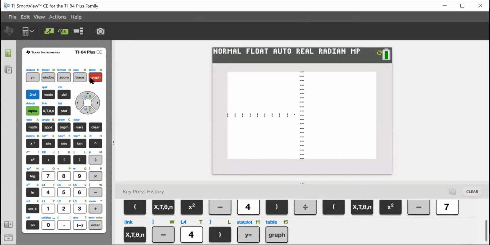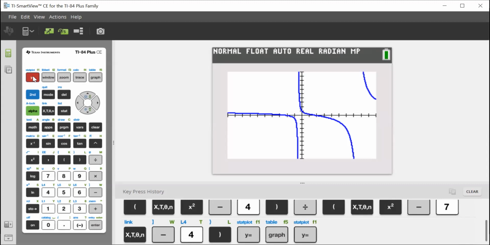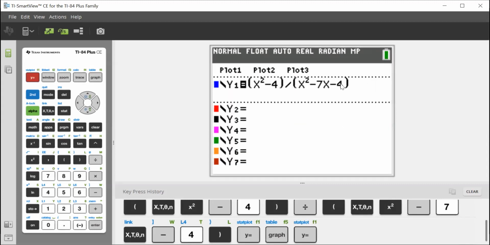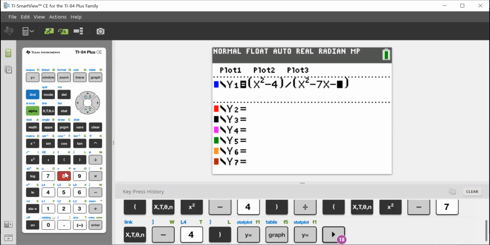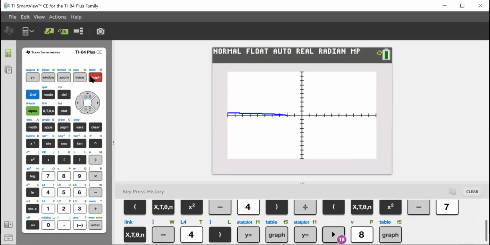Graph it, wrong button, Cody. There we go. Okay, and we get a function that looks like that, which I know is a little weird. Sorry, something looks off. Let me just double check. This should have been a minus 8 here, not a minus 4. I apologize for that. There we go. That looks better.